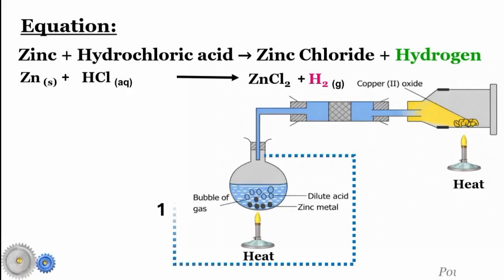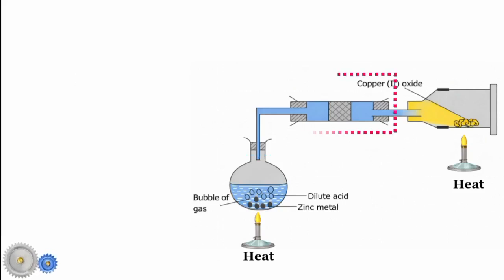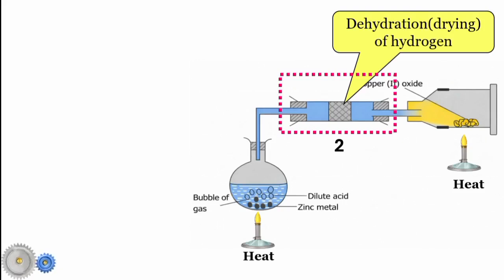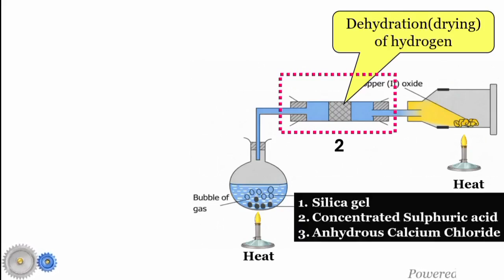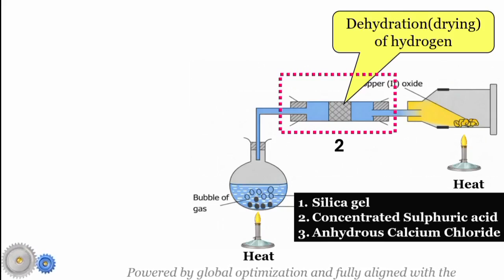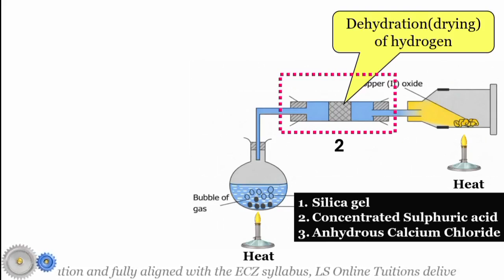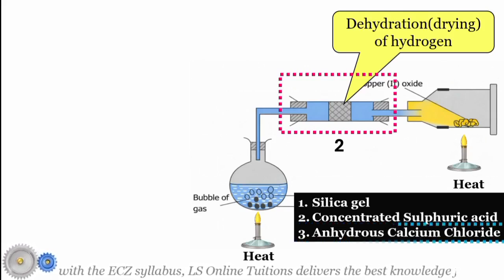To answer this question, let us dive into the second stage of the reaction, which is dehydration of hydrogen gas or drying of hydrogen gas. To dry hydrogen, we need to use a dehydration agent. We have 3 drying agents here: silica gel, concentrated sulfuric acid, anhydrous calcium chloride. So we can use one of these three drying agents to dry hydrogen gas. In our case, we are going to use anhydrous calcium chloride.